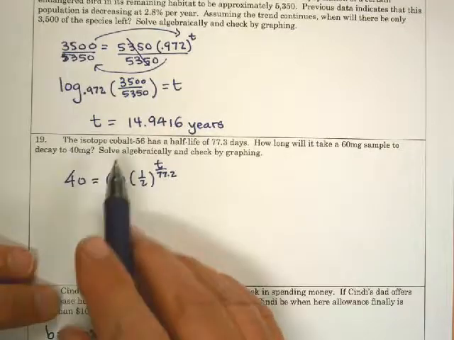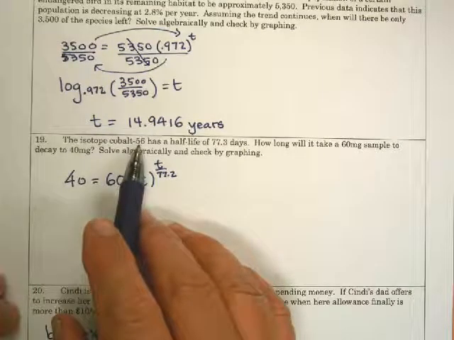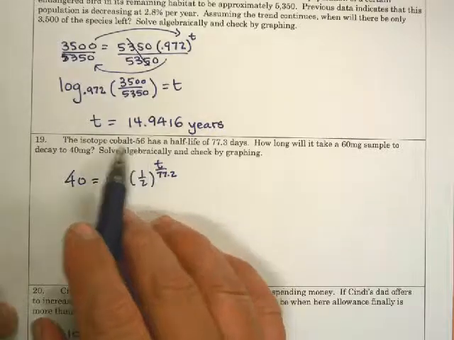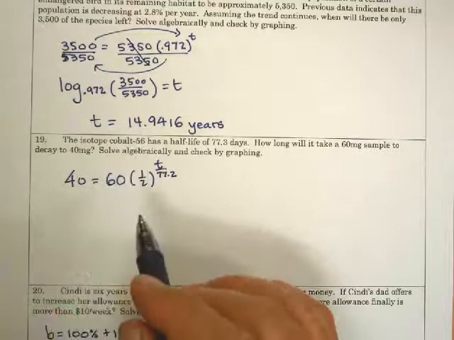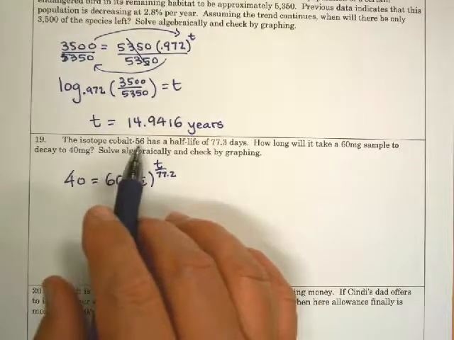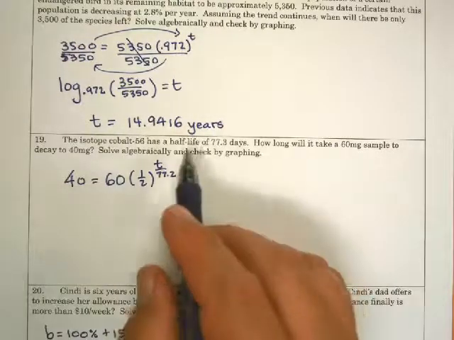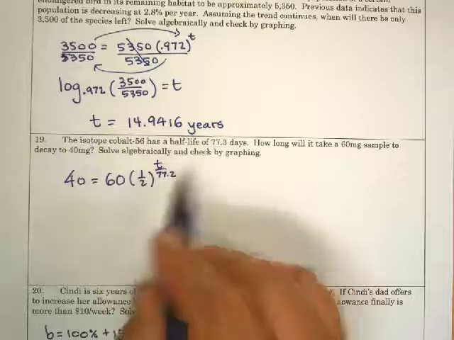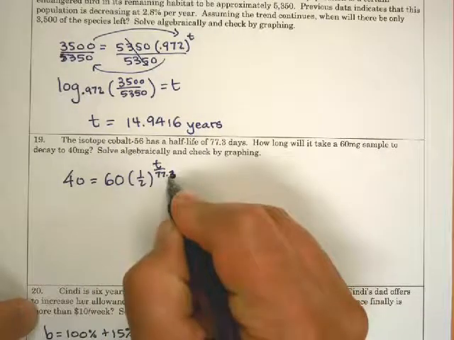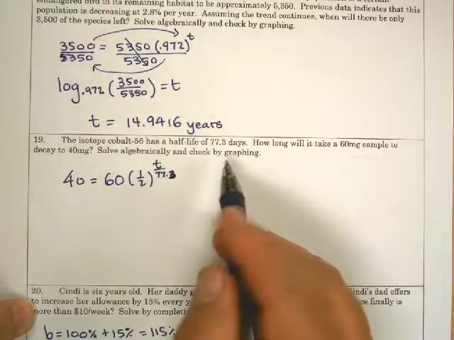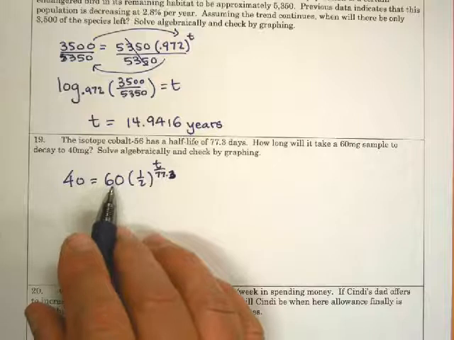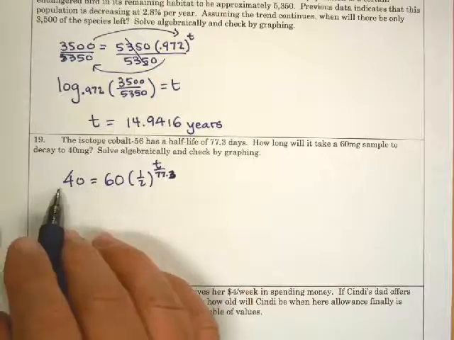Okay, half-life problems. You've got to be careful with the cobalt 56. The 56 just designates which type of cobalt, the structure of that particular isotope. All right, so the half-life is 77.3. You put that underneath there. And how long will it take an initial sample of 60 to go down to 40?